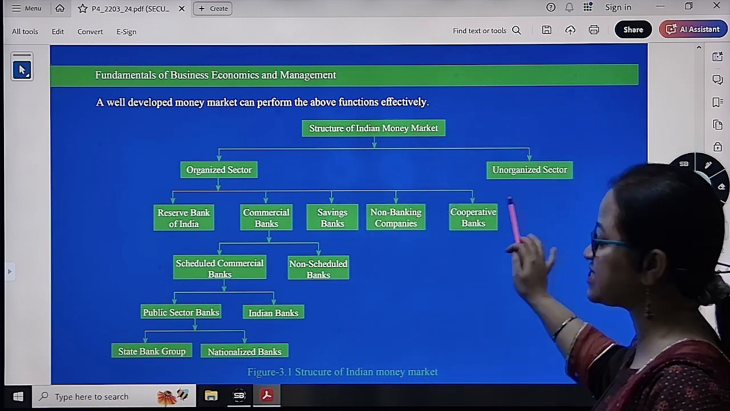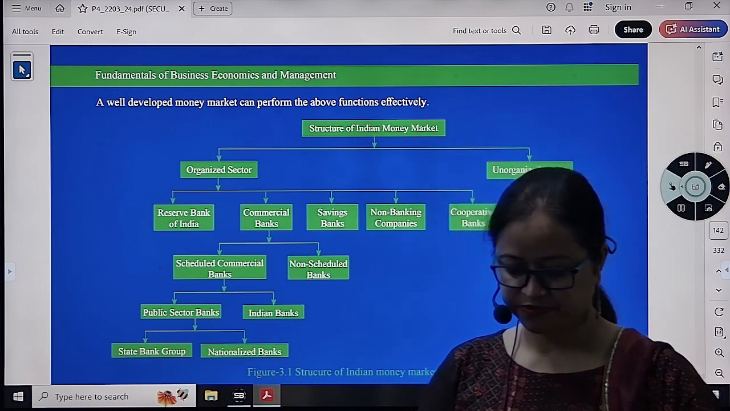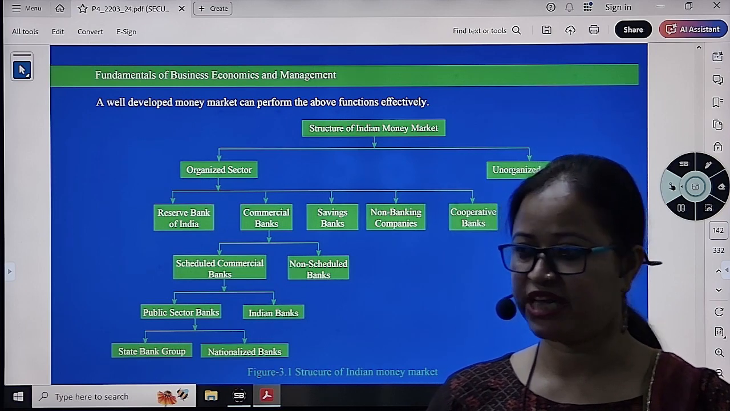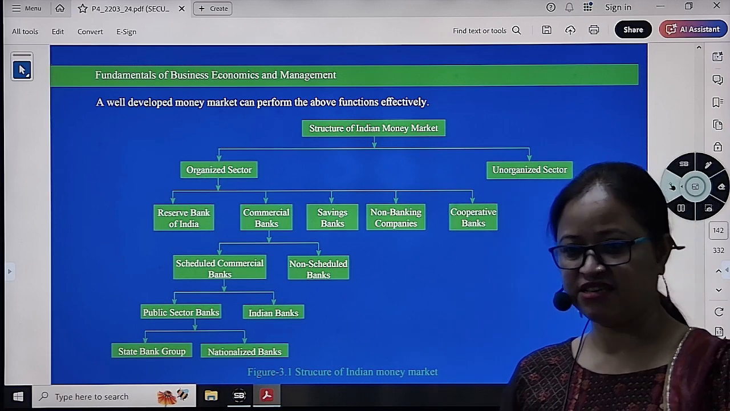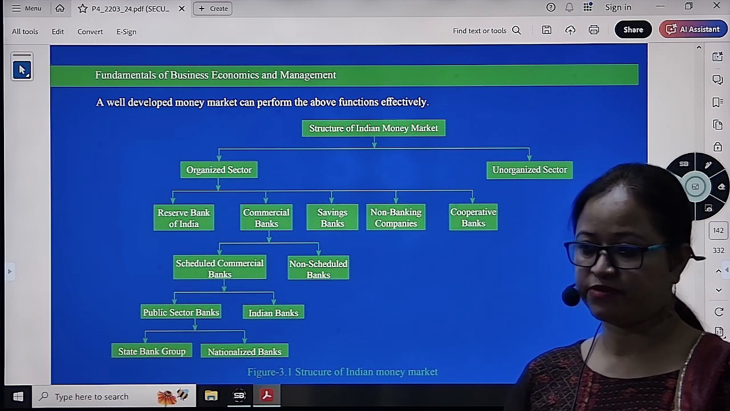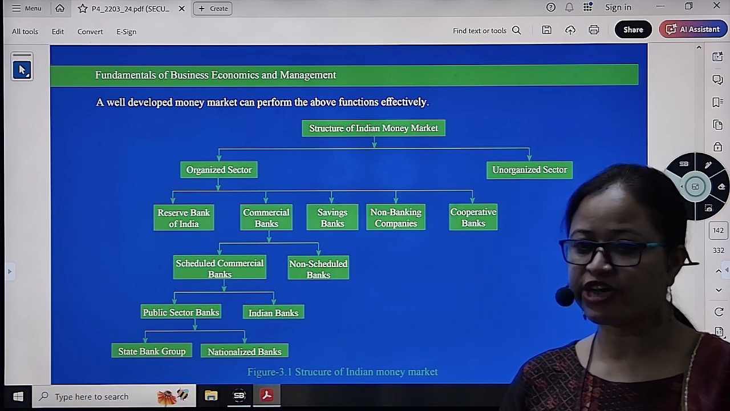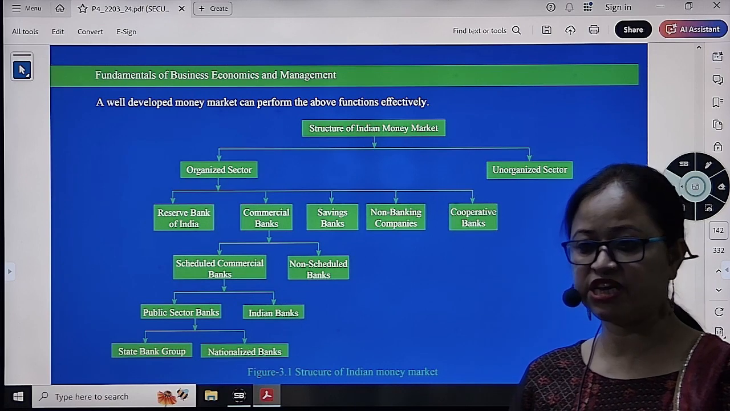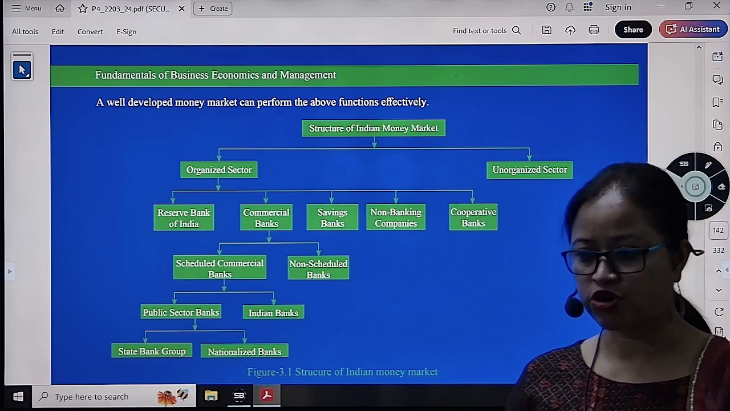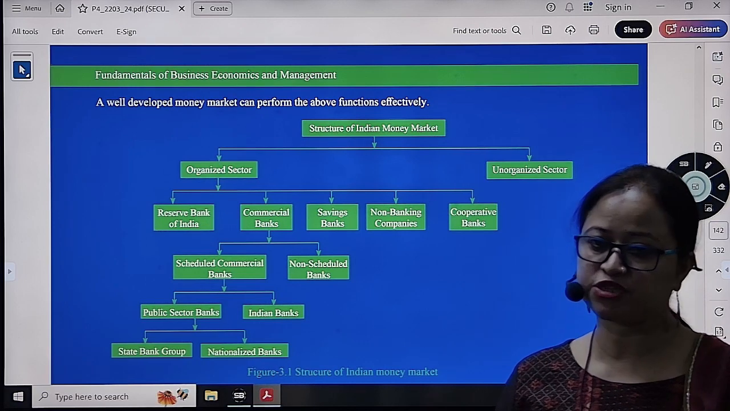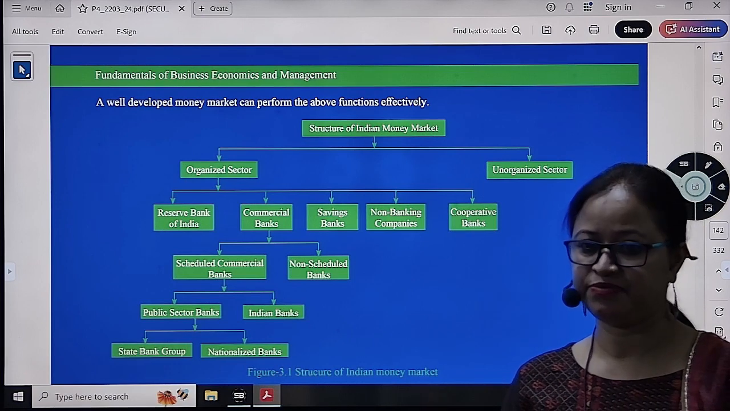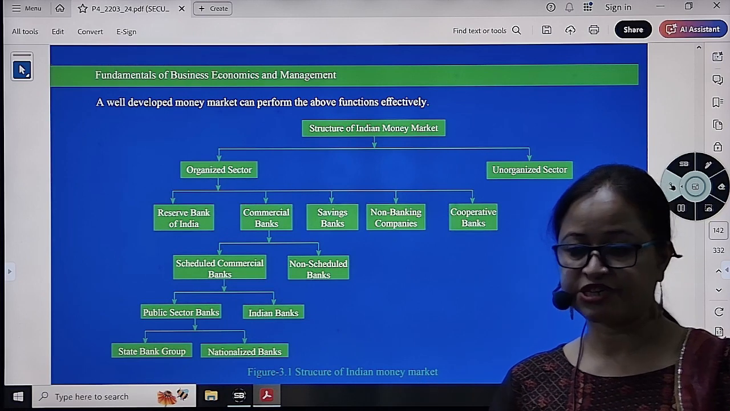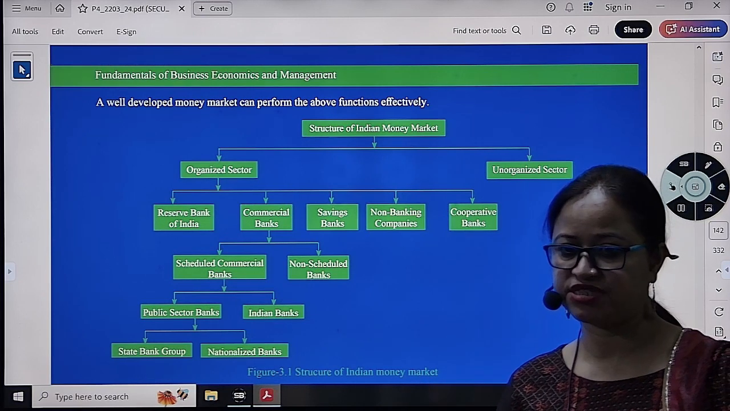And unorganized is, we can say, any local moneylenders. Suppose Mr. X provides loans to people. He is not under anyone, he is not following anyone's rules. So he may charge any interest. That is unorganized. Maybe he will not take anything as security also. If you want 2 lakh rupees, that person will happily give you 2 lakhs, but you have to pay interest. So that is unorganized. In the unorganized sector, that particular sector is not following any rules and regulations.